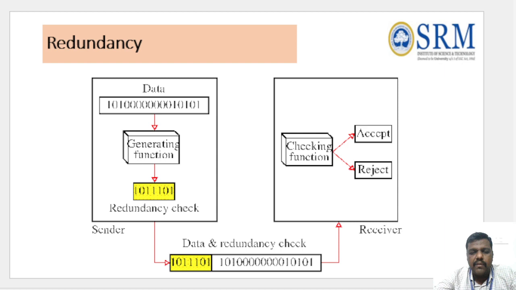So how to identify an error? If there is any change in the data being transferred from the sender to the receiver, we can say that some changes occurred in the data, and then the redundant bit will also be affected. If there is any change in the redundant bit, it will reject the original data, or else it will accept the data.